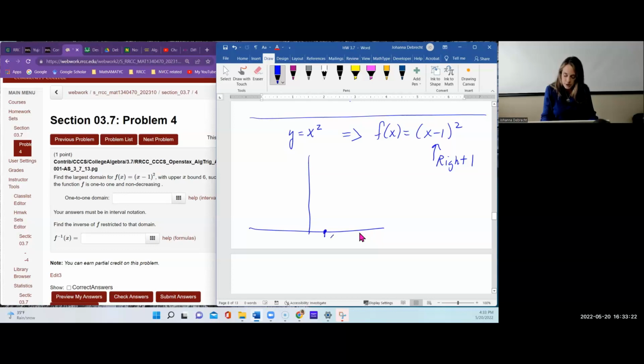So 0, 0 has become 1, 0. 1, 1 has become 2, 1. And 2, 4 has become 3, 4. That means that -1, 1 has become 0, 1. And -2, 4 has become -1, 4. Each point got shifted to the side by 1.